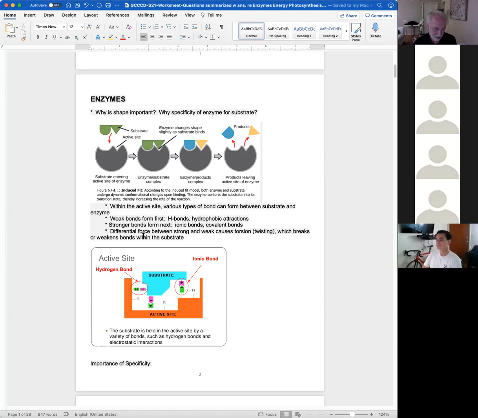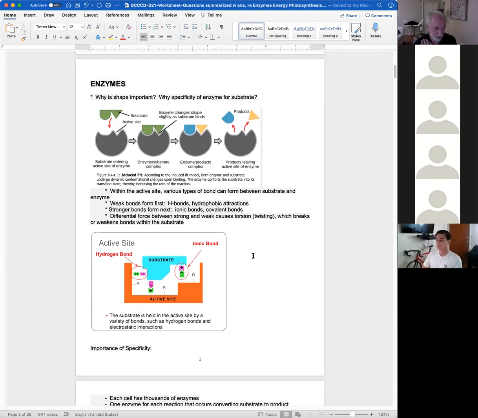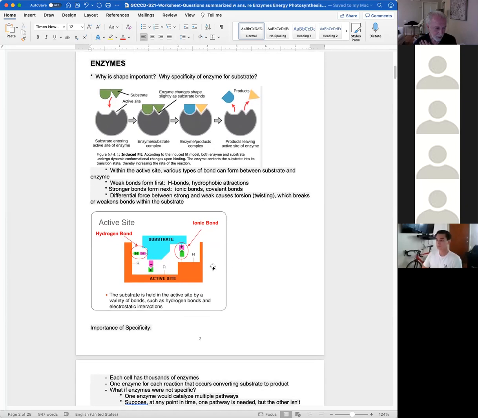And here's the key thing. The differential force caused by some bonds being strong and some being weak causes torsion, which is twisting. And it's this twisting, this change of shape, which breaks or weakens bonds in the substrate. I've illustrated that with this picture below with an enzyme, an orange active site, a blue substrate.